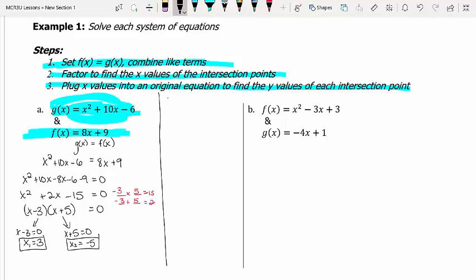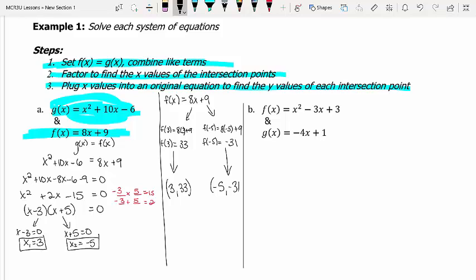Okay, so I'm going to take my original equation and let's plug in each of our x values. So first, let's plug in 3. And then second, let's plug in negative 5. And now let's do the math. Okay, so therefore, the first point of intersection between f of x and g of x is at 3 and 33, and the second point of intersection is at negative 5 and negative 31.